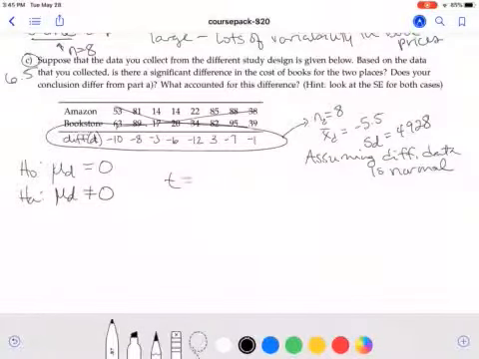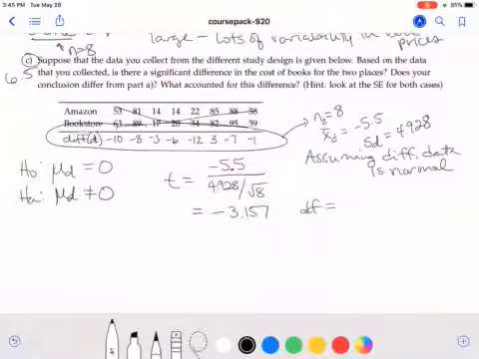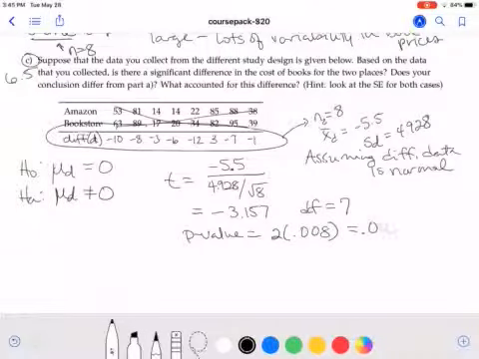So what our test stat will be is our sample value, and it's really technically then minus the test value of 0, but just our sample value, over the standard deviation over the square root of n. And this produces a test stat of negative 3.157. Degrees of freedom will be the n minus 1, so 7. And so if you go into StatKey and you enter a degrees of freedom of 7 and you look at a two-tailed test with a negative 3.157, you'll get 2 times 0.008 or 0.016.